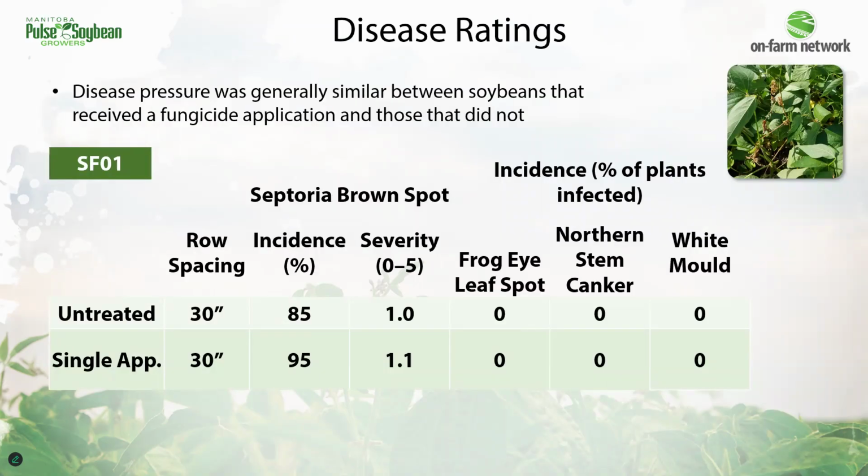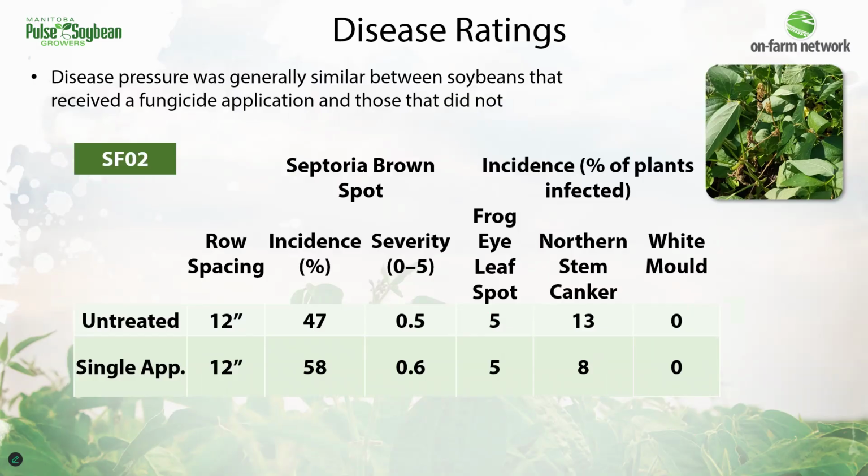So the disease rating results at the trial named Soybean Fungicide 01, located in the Red River Valley: we did find Septoria brown spot that affected 85 to 95% of plants sampled, but the disease severity was still quite low. The disease pressure was similar between soybeans that received a fungicide application and those that did not at this trial. We did not find any frog eye or any northern stem canker, and notably, we did not find any white mold at this site in 2024.